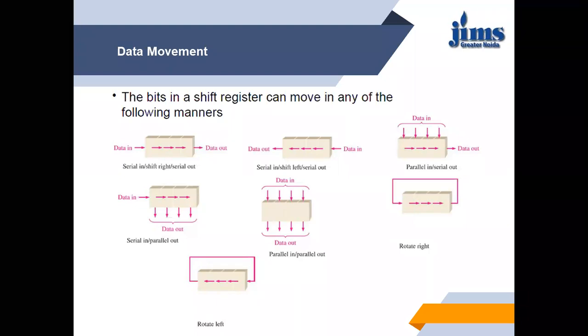First is serial in, serial out, shift right. Serial in, serial out, shift left. Here it is, parallel in, serial out. Serial in, parallel out. Parallel in, parallel out. Rotate right. Rotate left. So these are the data movements in the shift register.